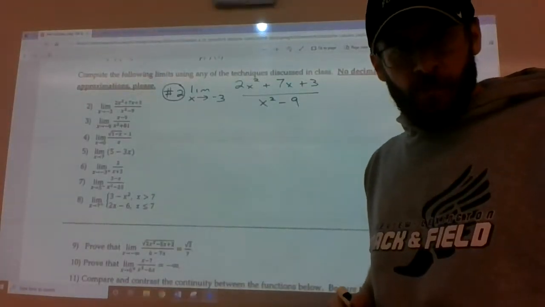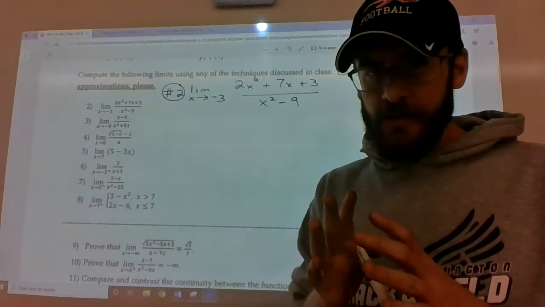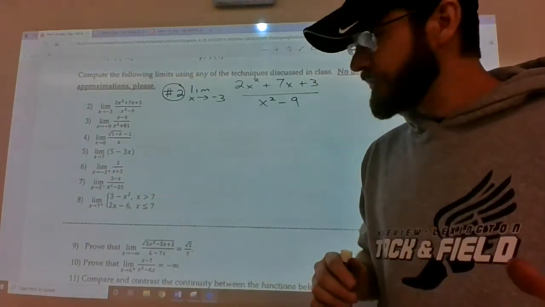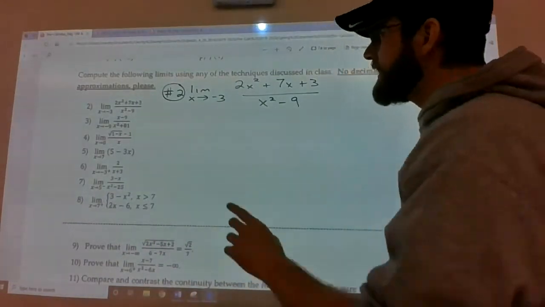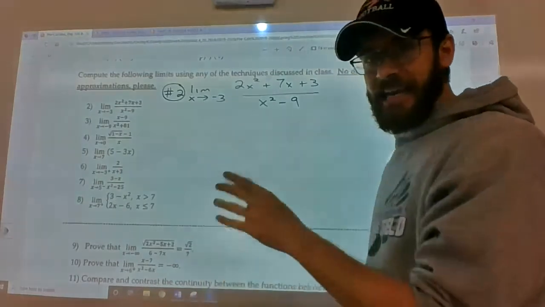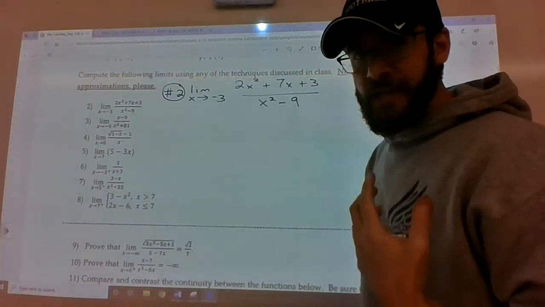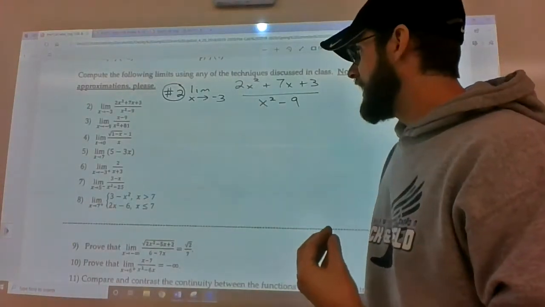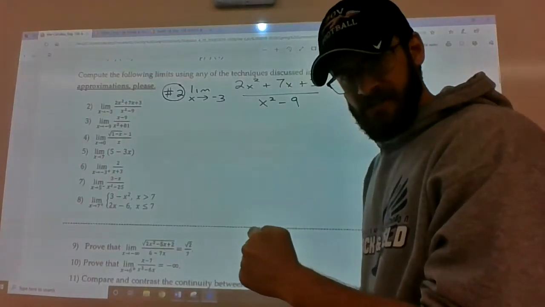All right, ladies and gentlemen, we're back with our first problem: compute the following limit using any of the techniques discussed in class. And I don't want any decimal approximations. Okay? So the first thing you should always check is, is my limit a domain issue? If I can just straight up plug in -3 and get a legitimate value out of that, not an undefined value, then do it. So you should always plug it into the bottom of a fraction to see what happens.